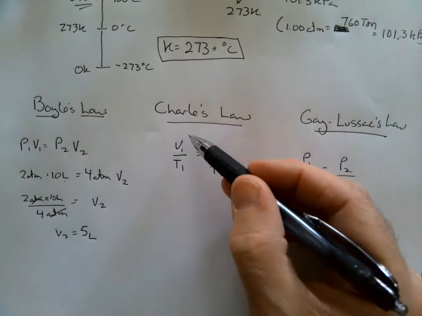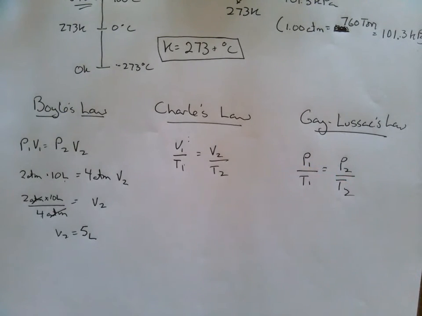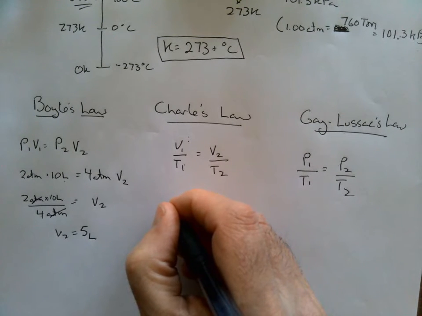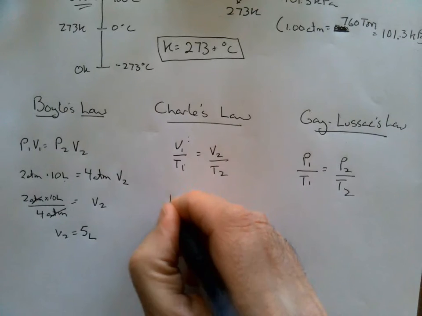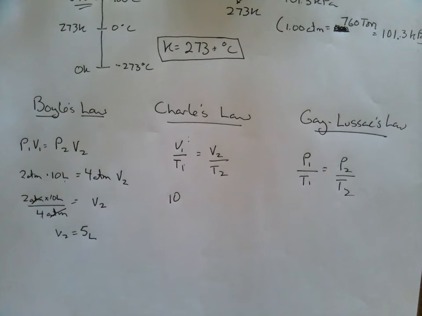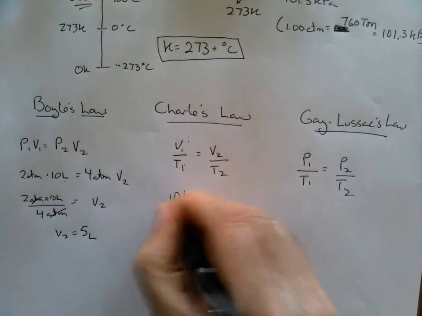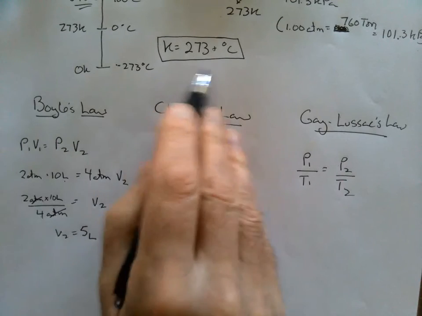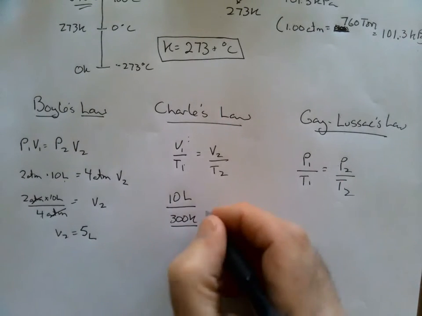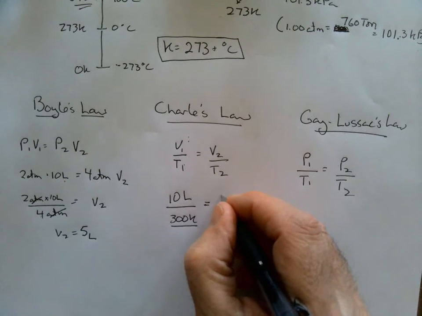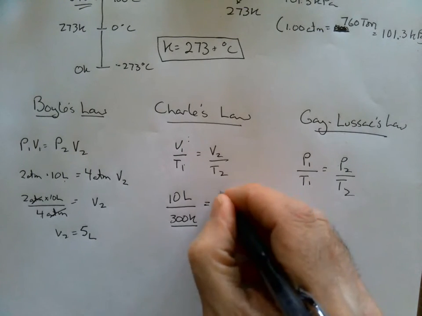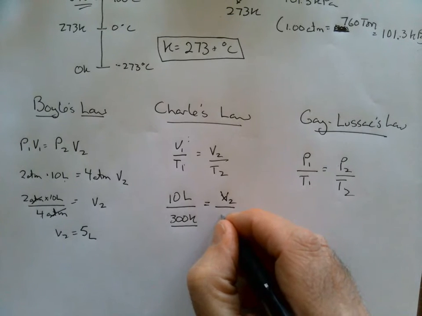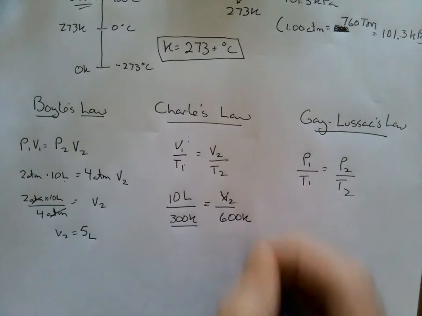How about Charles' law? When you have a variable one on top of the other, it means that they're going to do the same thing. As one rises, the other will rise. Let's say that we have a volume of 10 liters and we have a temperature of 300 Kelvin. Remember, it has to be in Kelvin. If they give it to you in degrees Celsius, add it to the 273. What is our new volume? I guess we can continue this as V2, if our temperature goes up to 600 K.